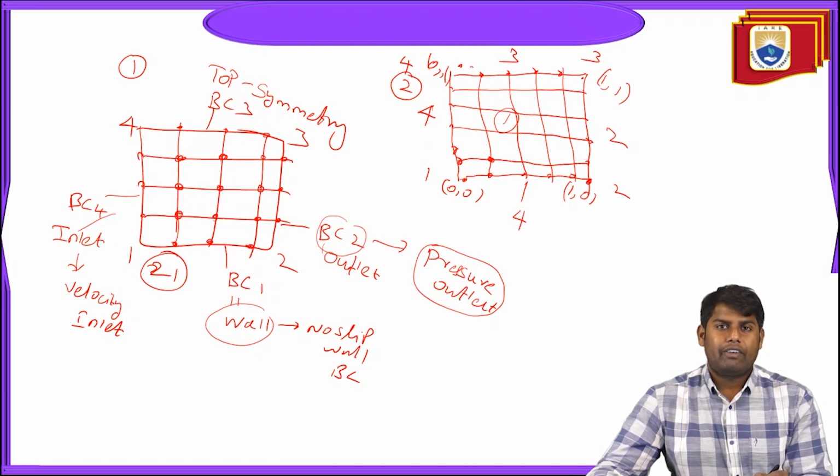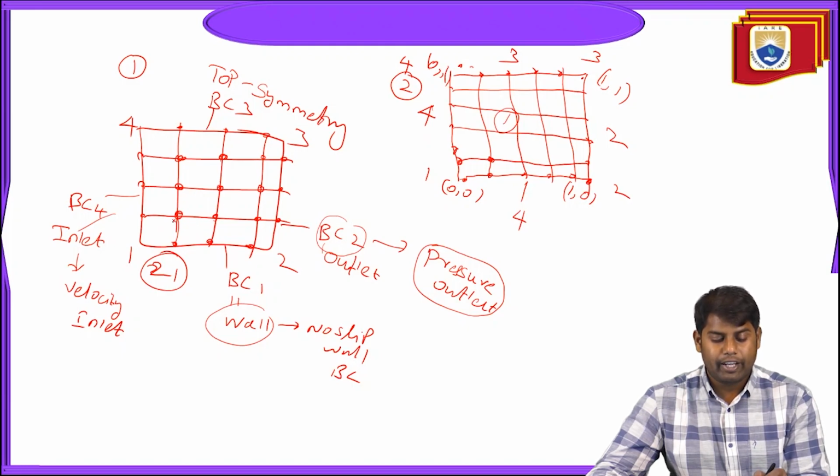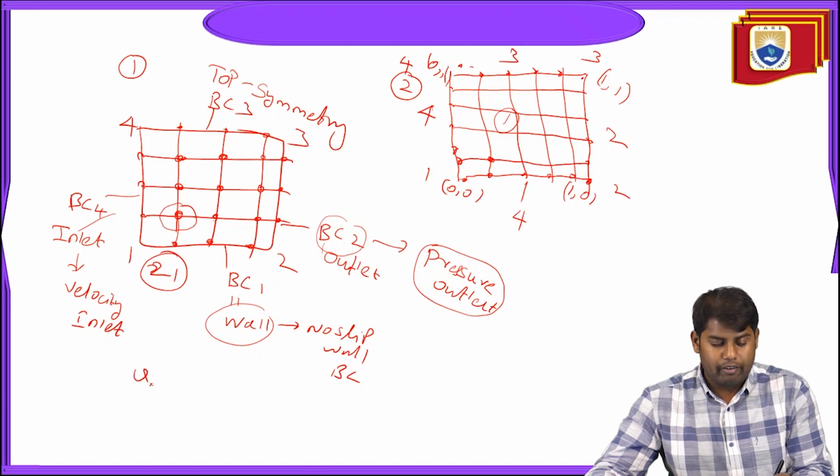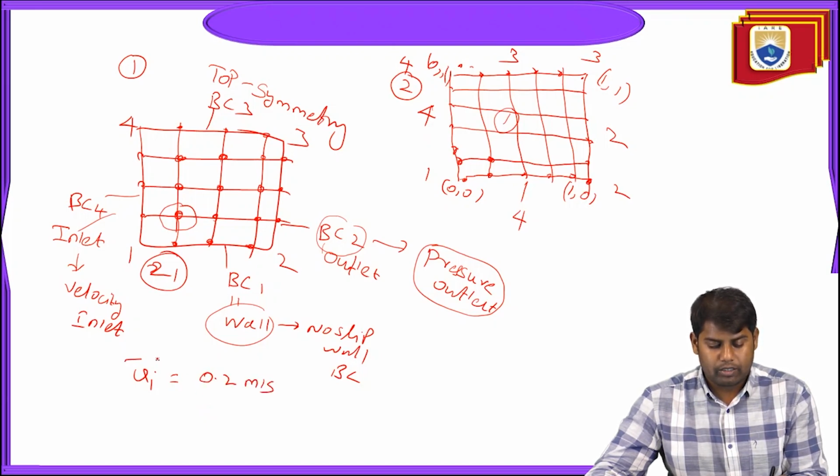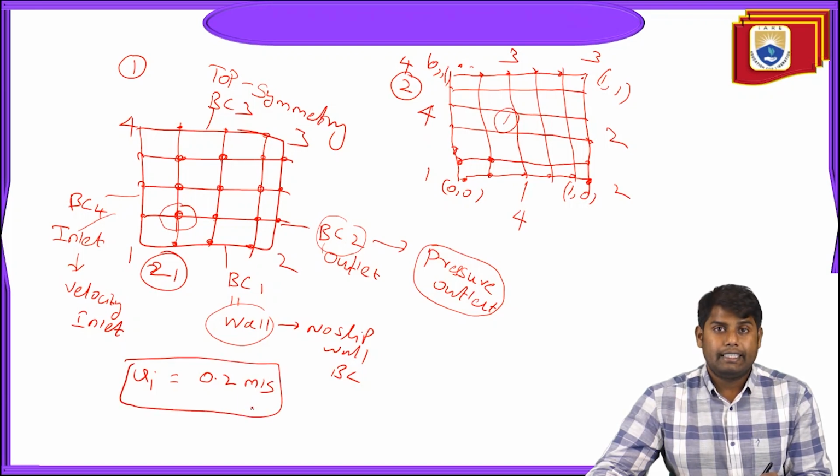Now after solving we will get the results. When we get the results, we will estimate the velocity at each and every grid point. So let us suppose at this location I am finding the velocity. Let me get u at this particular grid point location i, which is 0.2 meter per second. So this is the velocity that has been obtained from the solution.